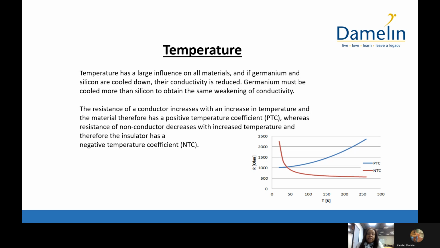Okay, so the resistance of a conductor increases with an increase in temperature, and in that theory, we call it a PTC, standing for positive temperature coefficient. So as we increase the temperature, the resistance will increase. And then the NTC is a material that has a negative temperature coefficient, meaning that as we increase the temperature, it will decrease the resistance. So there are two types of materials that behave differently with the temperature change.